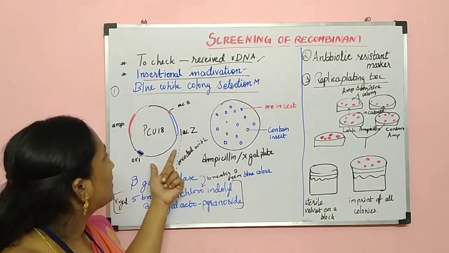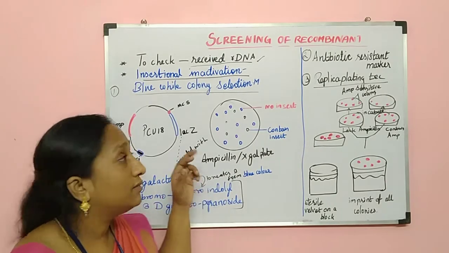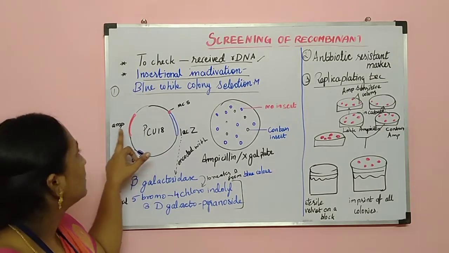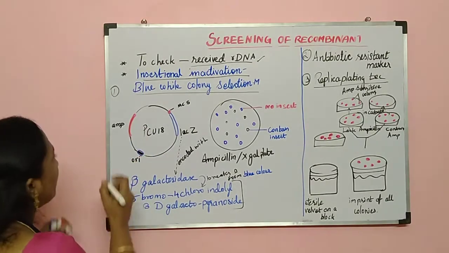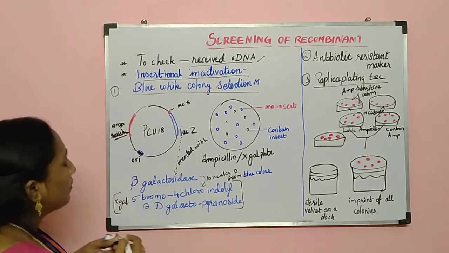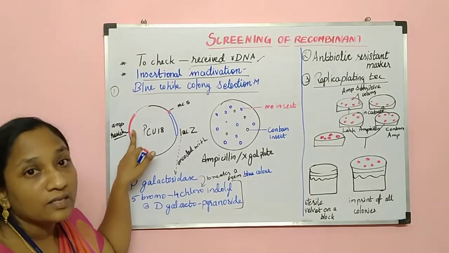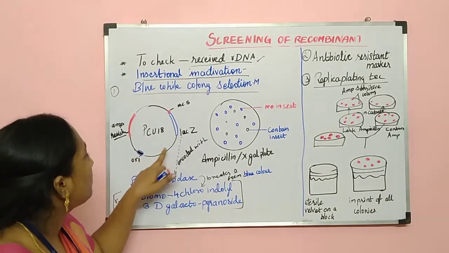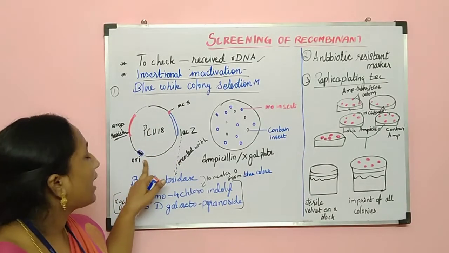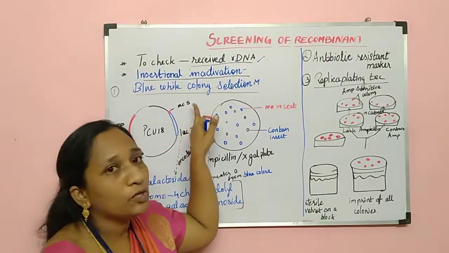Here we have chosen the plasmid. In this plasmid we kept the desirable DNA fragment, an ampicillin resistant DNA fragment, inserted inside. This is the foreign DNA and this is the plasmid. What facilities does this plasmid have? It has the ORI site, the origin of replication site, and the multiple cloning site.